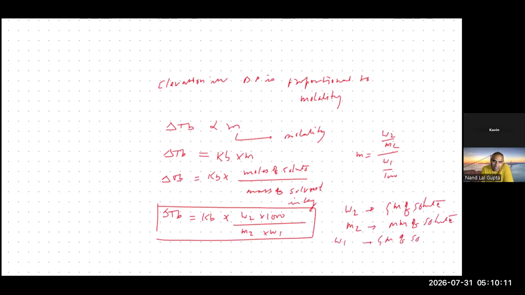Now they are saying Kb is called the ebullioscopic constant. The ebullioscopic constant is also called the molar elevation constant. So we got the formula: delta TB is equal to Kb into W2 multiplied by 1000 divided by M2 into W1.